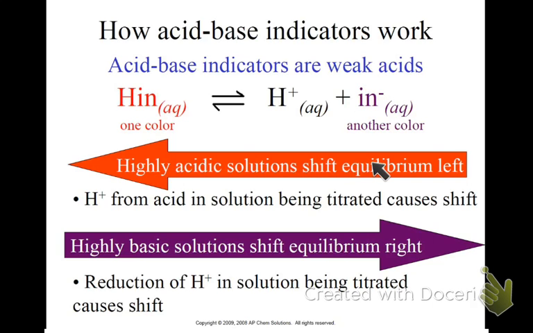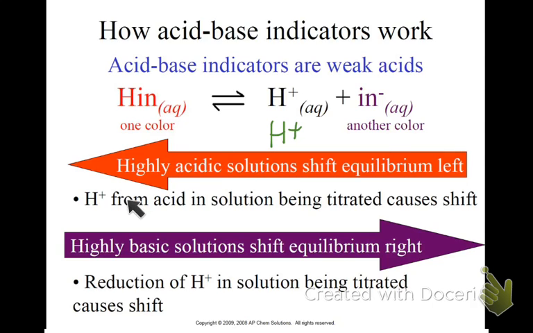So highly acidic solutions are going to shift equilibrium to the left because highly acidic solutions are going to generate lots of H+. And generating extra H+ shifts equilibrium according to Le Chatelier's principle, back towards the reactant side, so the undissociated acid, which is going to be red. And so in a highly acidic solution, it's going to be red.